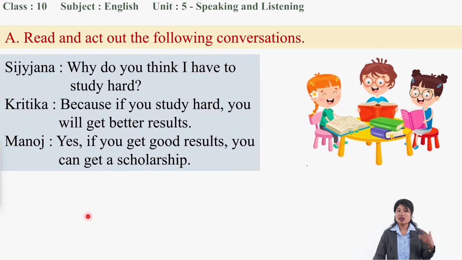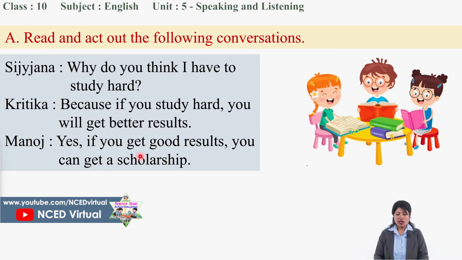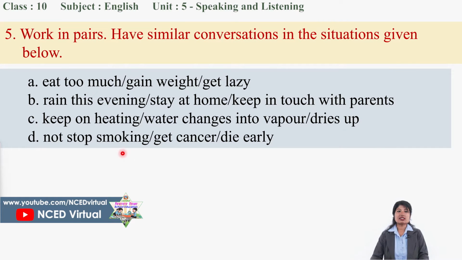Okay, three people are talking about that. But our focus should be here. If you study hard, you will get better results. If you get good results, you can get a scholarship. So there is a condition. If you study hard is the condition. There is a condition and a result. Such kinds of sentences are called conditional sentences. The same thing we are going to practice in this practice session as well.